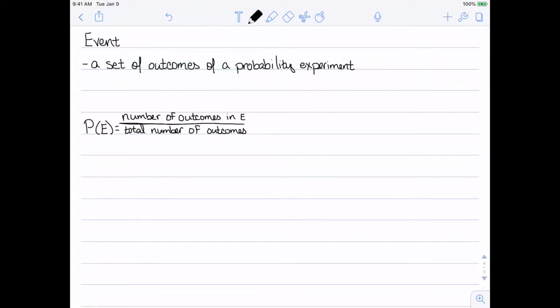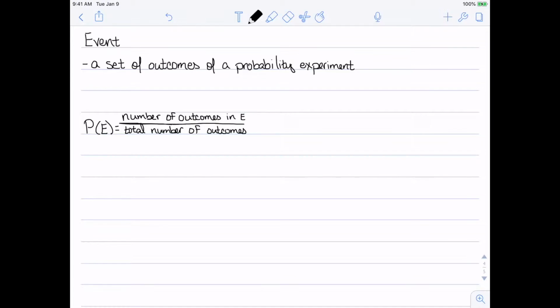So the events are kind of the things that we actually want to happen, and the outcomes are the actual results. So if we have an event that we call E, then we have this P of E. That's the probability of event E. It's the number of outcomes in E divided by the total number of outcomes. And these can be given in terms of fractions, decimals, or percents. That's really a personal preference.